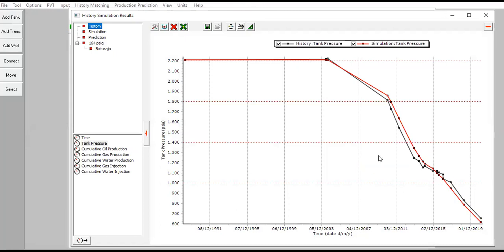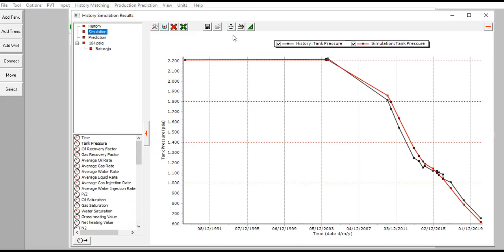All right. So this is the forecast or the simulation result for the pressure. Very good, right? So the model is relatively representative. So I'm quite confident to use this model for modeling CCUS or CO2 storage.